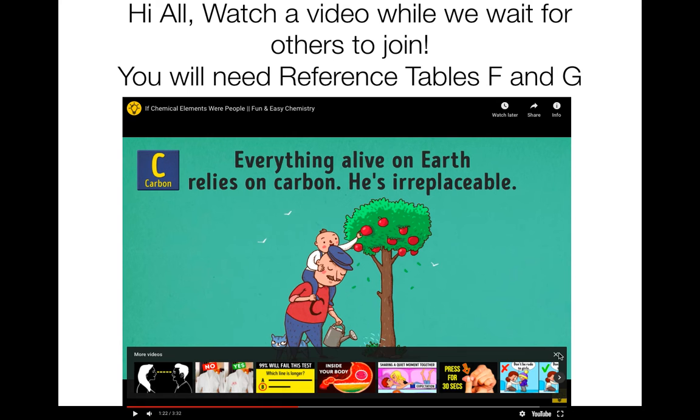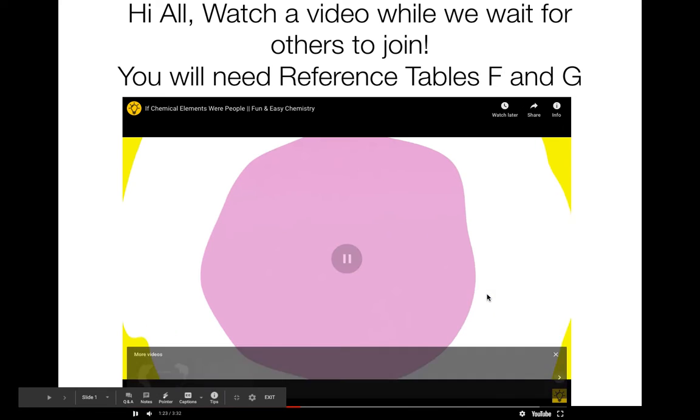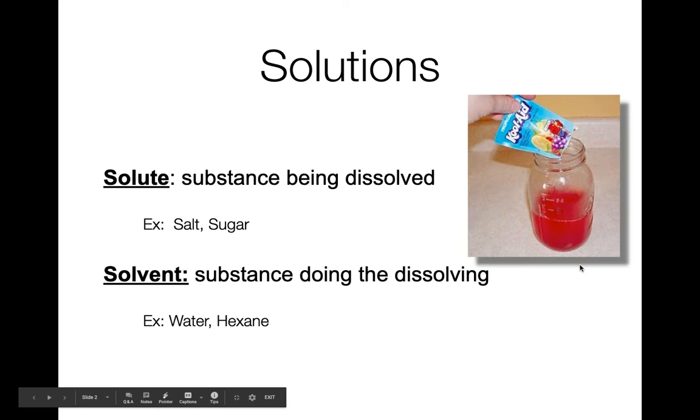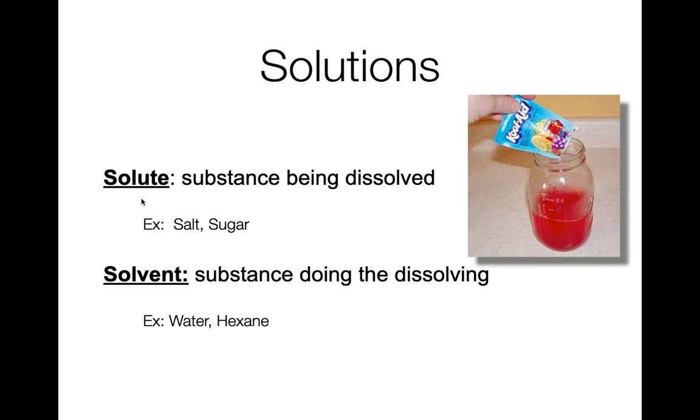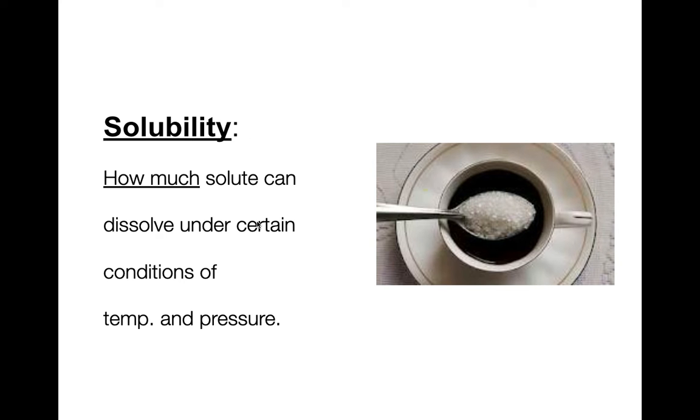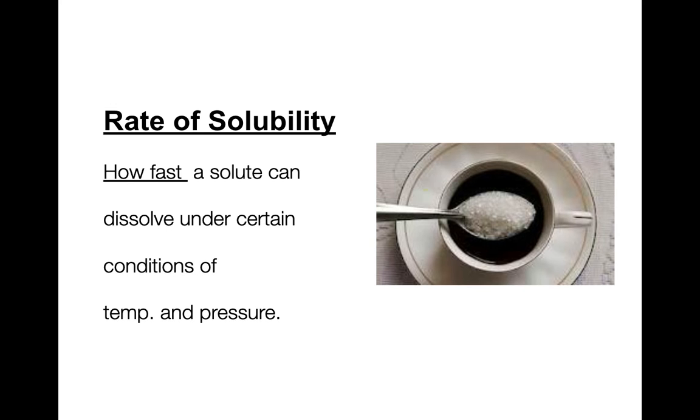Okay, we're going to go on with today's lesson. Okay, solutions. The solute is the substance being dissolved, the Kool-Aid powder, the salt, the sugar. And the solvent is the substance doing the dissolving, usually water, but it could be other things, hexane, oils. Solubility is how much of a solute you can dissolve at certain conditions. Rate is how fast you can dissolve your solute.